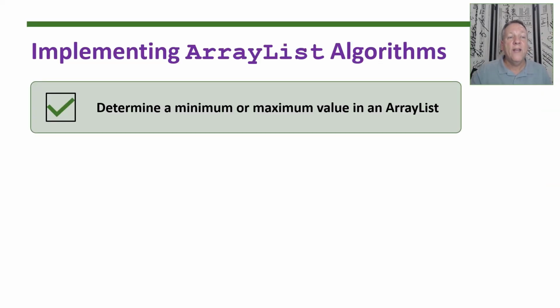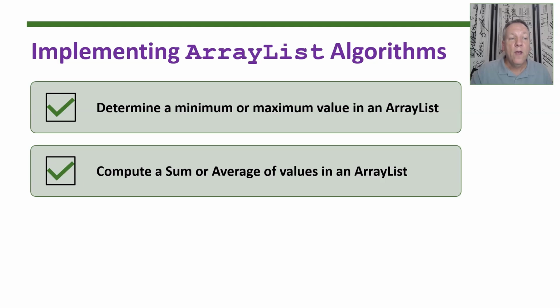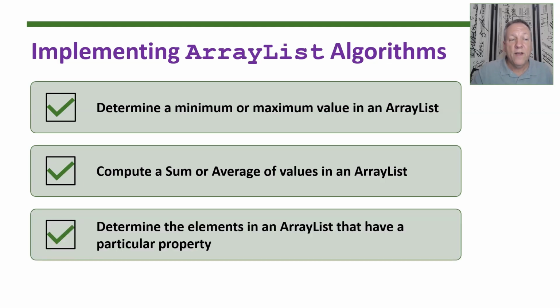First, we're going to look at determining a maximum or minimum value in an ArrayList. Next, we'll compute a sum or average of values in an ArrayList. And then finally, we'll determine the elements in an ArrayList that have a particular property.